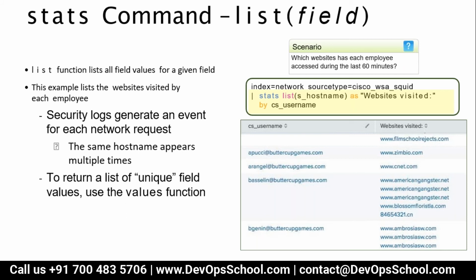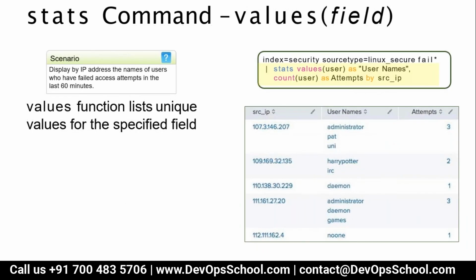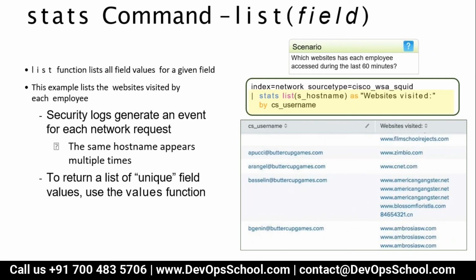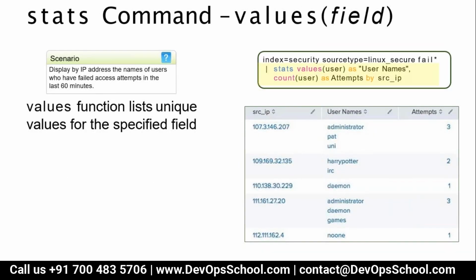But how do you want to change that, website visited? But how do you want to see that? See username. So this is the way you can use list and field name combinations also. Now here values is a complete opposite of it. List will give you all the values, whereas the values function will help you get only unique values for the specified field.